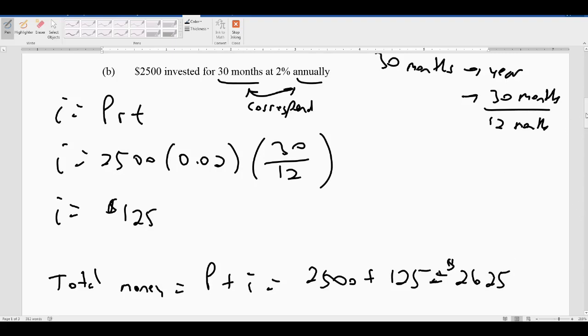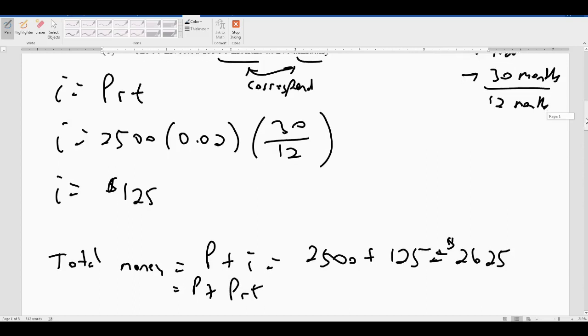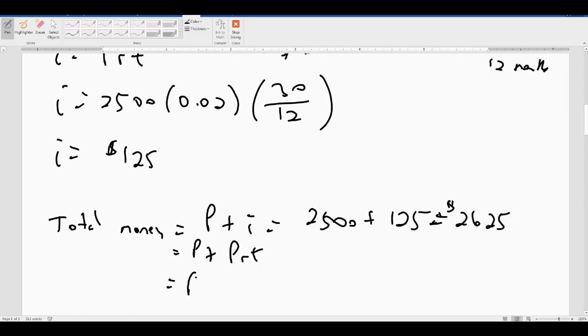Now I could do all kinds of fancy stuff and say that I is the same as PRT. And then, if you knew how to factor, I could take out that P, because it's common to both, and divide both of those by P. So maybe you don't want to hear about this. And you get that kind of a formula.